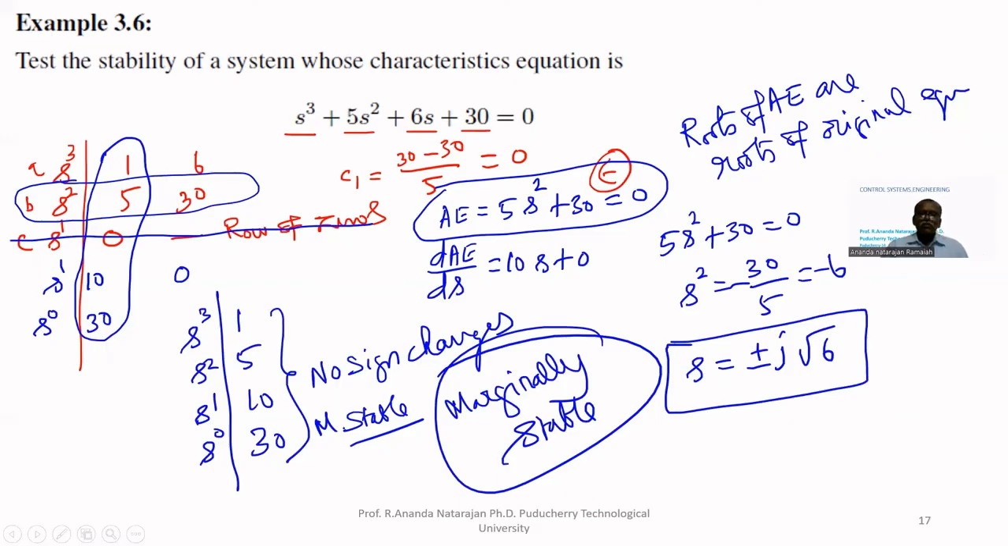So even though there is no sign change, if an auxiliary equation is there, we have to consider the auxiliary equation. If any of the roots of the auxiliary equation is on the j omega axis, then it is not stable; it is marginally stable. Here, the roots of the auxiliary equation are plus or minus j root 6. Therefore, it is marginally stable.